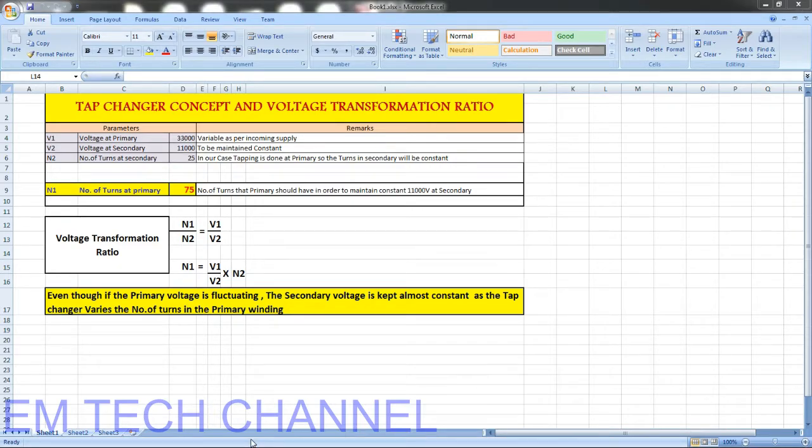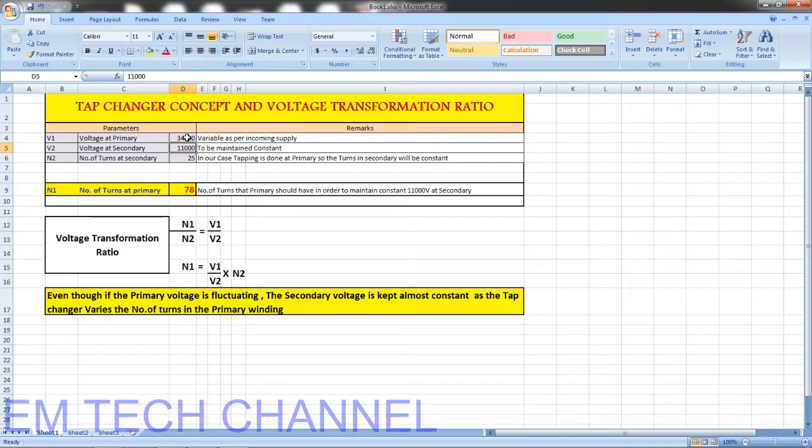You can see here the primary voltage is now 33,000 and secondary voltage is 11,000. Number of turns at secondary is kept constant as 25. For these parameters, we get the number of turns at primary as 75. In case the voltage is fluctuating and increases from 33,000 volts to 34,500 volts, keeping the secondary voltage constant, the number of turns in primary will increase to compensate for the increase in voltage, and hence you can see the number of turns at primary increased to 78.